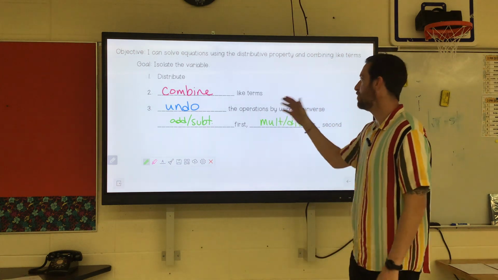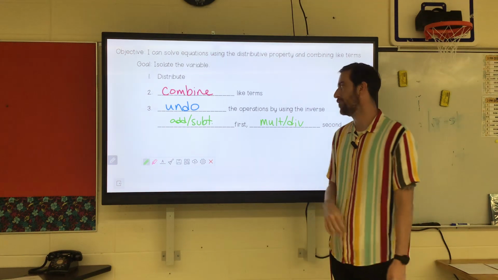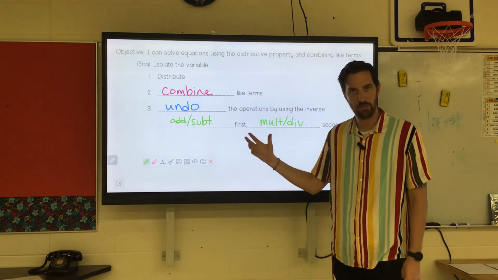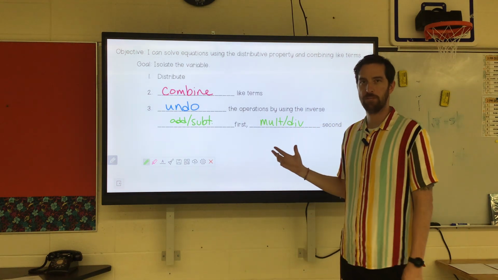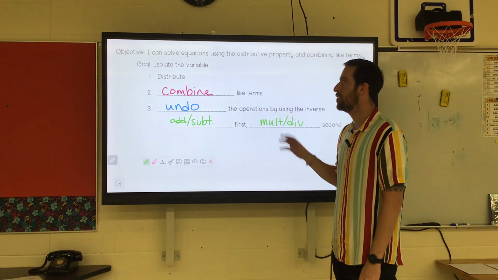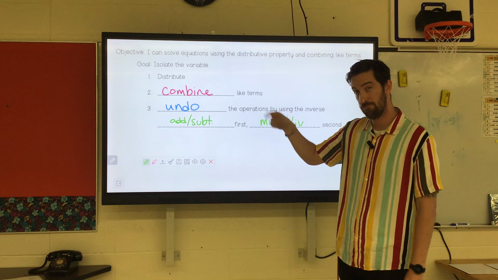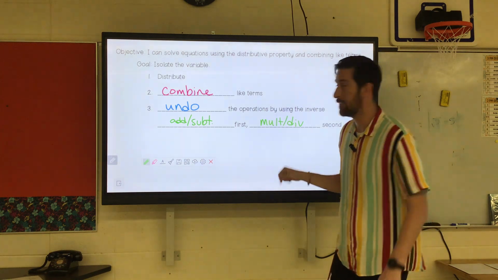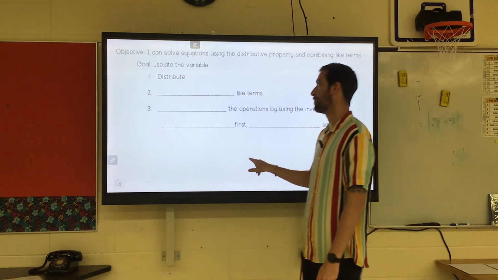Then we start undoing the operations by using the inverse. So we get rid of addition and subtraction, and then we get rid of multiplication and division. So this last part is like the two-step equations. So the only new stuff is we're going to distribute, and we're going to combine what we can on the same side of the equal sign.